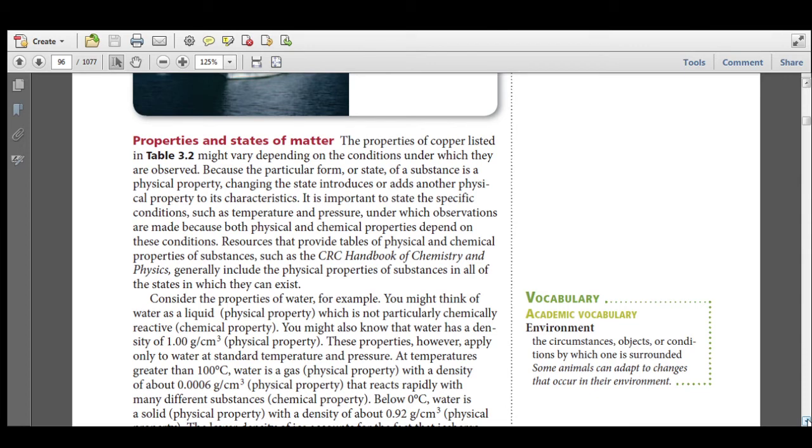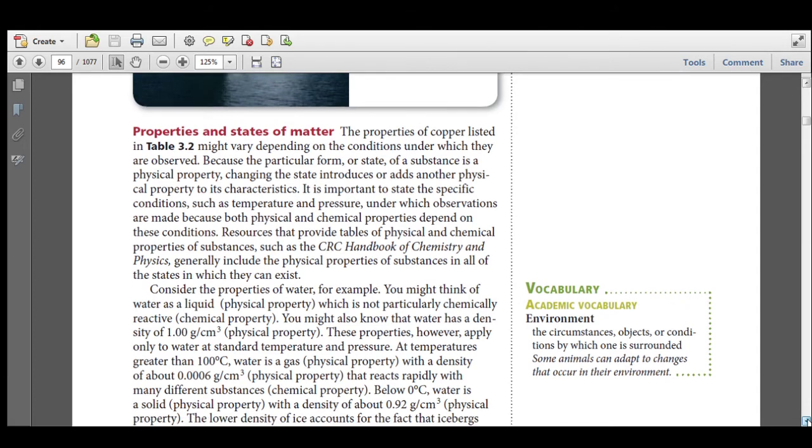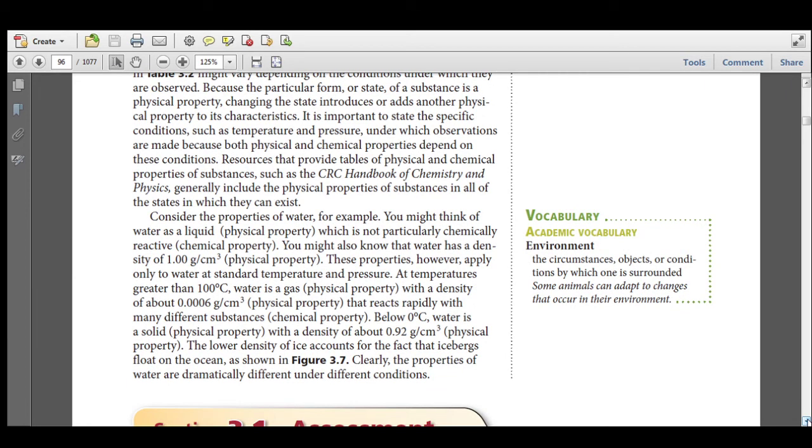Resources that provide tables of physical and chemical properties of substances, such as the CRC Handbook of Chemistry and Physics, generally include the physical properties of substances in all the states in which they can exist. Consider the properties of water, for example. You might think of water as a liquid, which is a physical property, which is not particularly chemically reactive, which is a chemical property. You might also know that water has a density of 1 gram per cubic centimeter, which is a physical property. These properties, however, apply only to water at standard temperature and pressure.